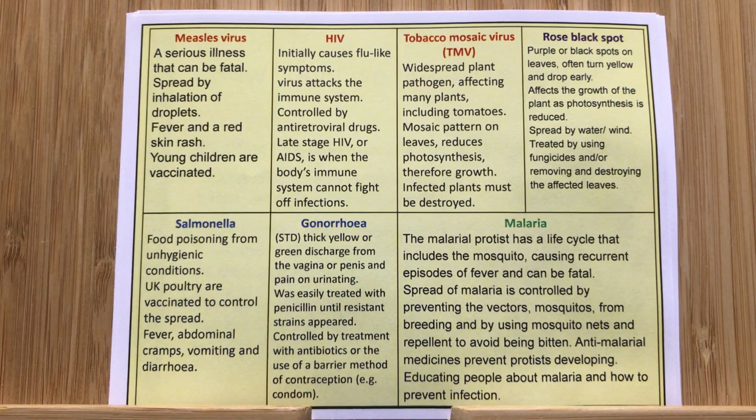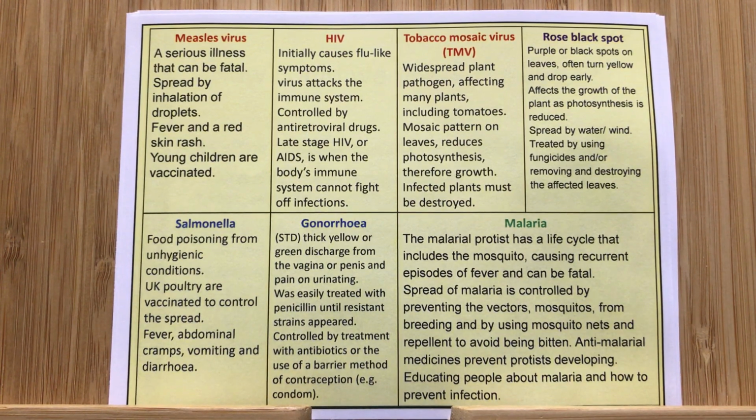HIV, another virus, initially causes flu-like symptoms. The virus attacks the immune system. It's controlled by antiretroviral drugs. Late stage HIV, known as AIDS, is when the body's immune system can no longer fight off infections. Tobacco mosaic virus, TMV, is a widespread plant pathogen, affects many plants including tomatoes. We get this mosaic pattern on the leaves which reduces the rate of photosynthesis and therefore the growth of the plant, and the infected plants must be destroyed.